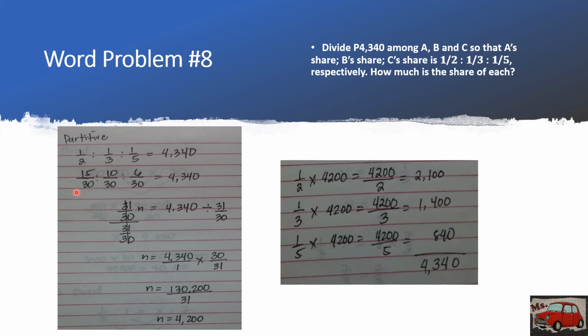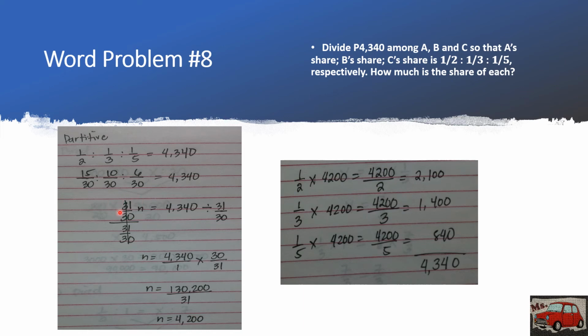Okay? So in this case, the equivalent fractions are 15 over 30 is to 10 over 30 is to 6 over 30. Okay? So let's add the numerators, and that is 31 over 30. Alright? And then the variable we used is n, and that equals 4,340. Now, what we want to get is just n, right?